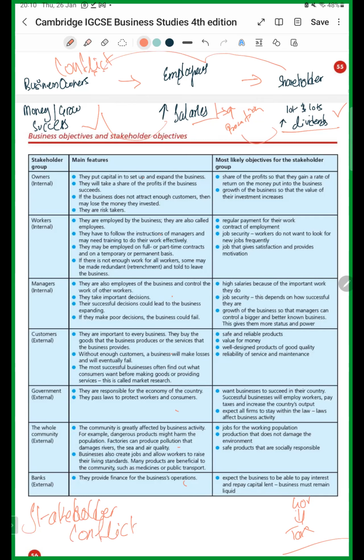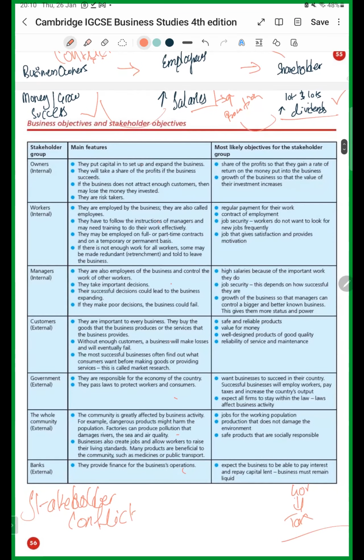So you can take a screenshot of this, and Emily, I want you to read the main features of how they're connected to the business and what their objectives are likely to be. Each stakeholder might have different objectives. Each stakeholder has a different role in each business and has their own objective, and each one of them can conflict with each other. That is called a stakeholder objective conflict. Screenshot taken? Okay.